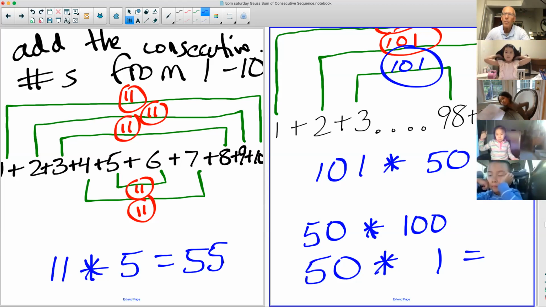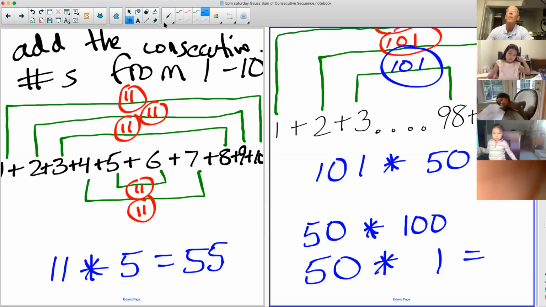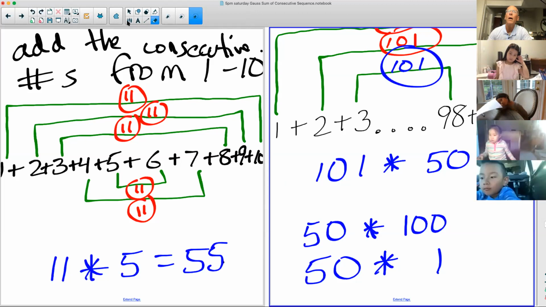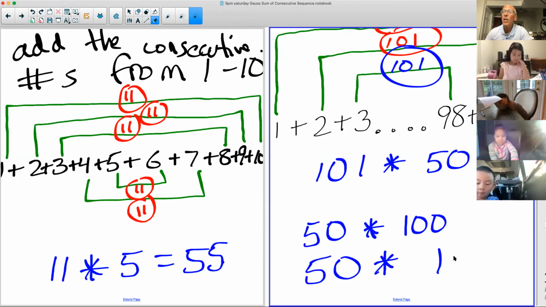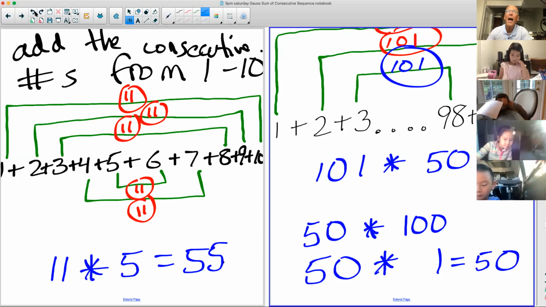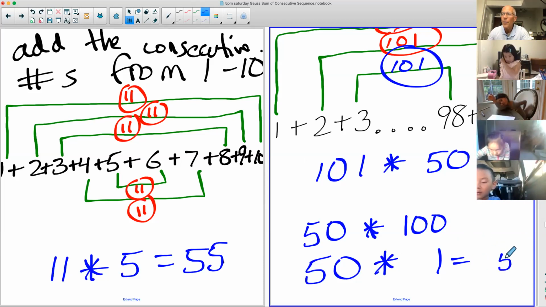Okay, Stella, what'd you come up with? You had your hand up. 50. Yes, of course it's 50. So now we have to look at 50 times 100. So 50 times 1 is 50. Who can tell me 50 times 100?